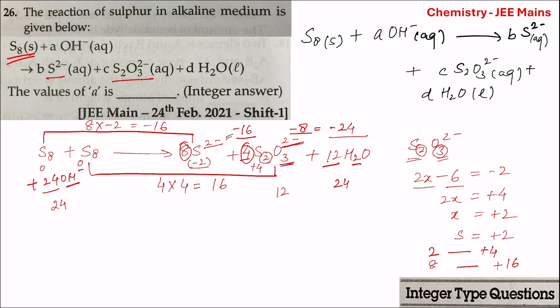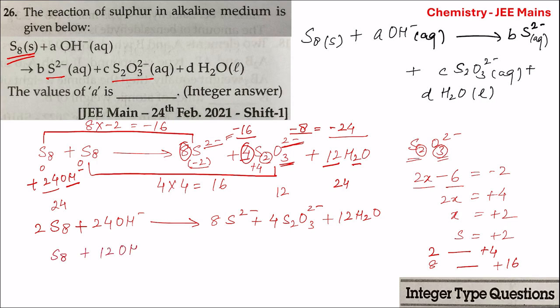अब बैलेंस्ड रिएक्शन को लिख लेंगे. S8 प्लस S8 ये हो गया 2S8 प्लस 24 OH माइनस फॉर्मिंग 8S2 माइनस प्लस 4S2O3 2 माइनस प्लस 12 H2O. अब इस पूरी इक्वेशन को 2 से डिवाइड कर देंगे तो ये हो जाएगा S8 प्लस 12 OH माइनस फॉर्मिंग 4S2 माइनस प्लस 2S2O3 2 माइनस प्लस 6H2O. तो ये हो गई बैलेंस्ड इक्वेशन. सो वैल्यू ऑफ A, that is number of OH minus ions or number of moles of OH minus ions on the reactant side is 12.